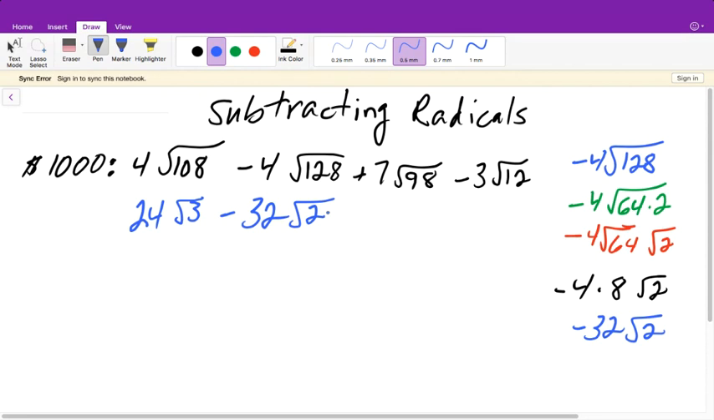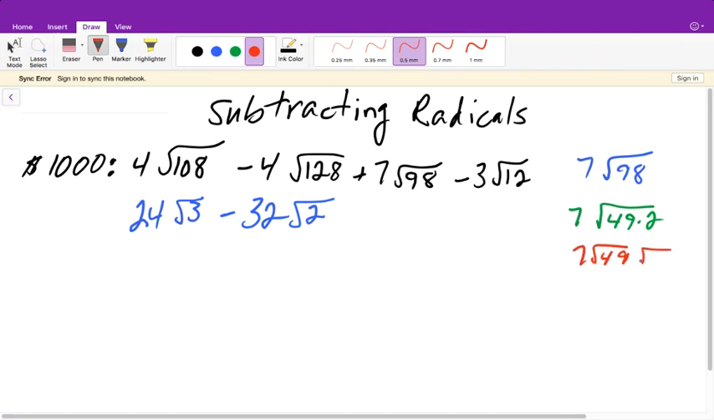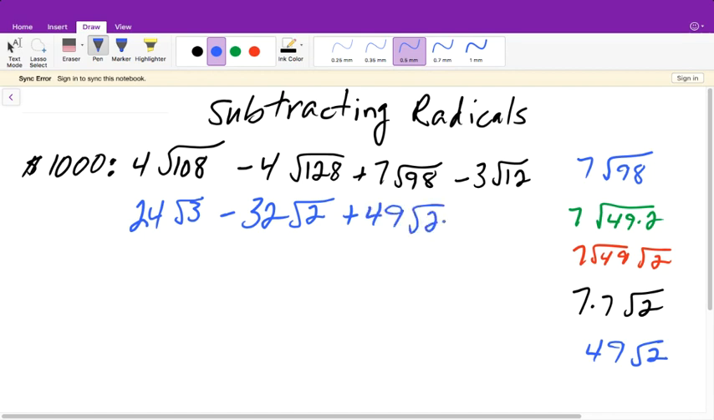All right, the next one, we have 7 times the square root of 98. Well, 49 is a perfect square that goes into 98, and it goes into it 2 times. We separate them, so it would be 7 times the square root of 49 times the square root of 2. Square root of 49 is 7, so 7 times 7 times the square root of 2, which is then going to give me 49 times the square root of 2. So plus 49 times the square root of 2. All right, let's move on to the last one.